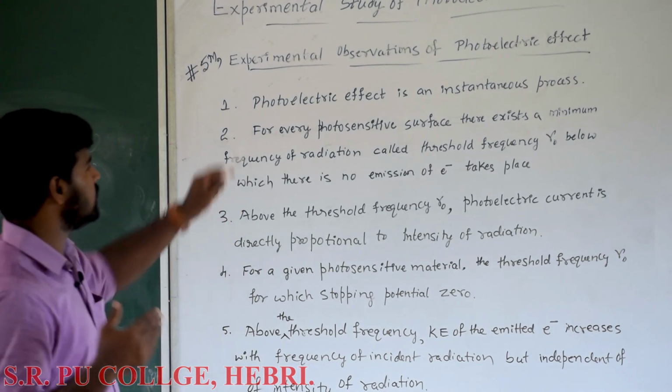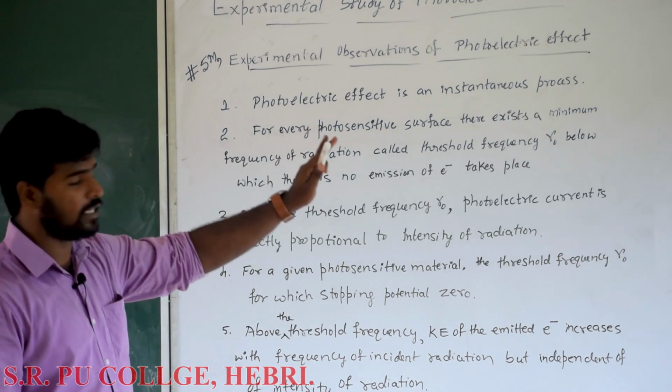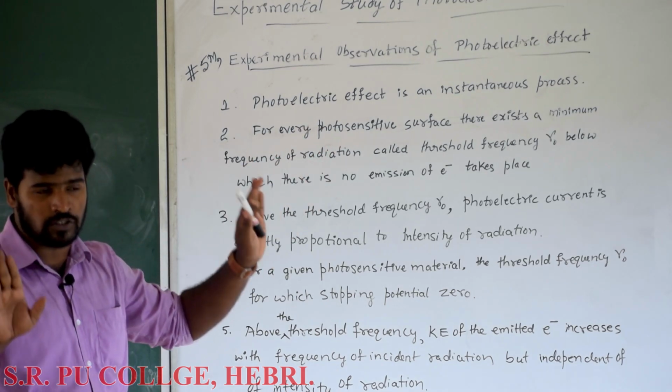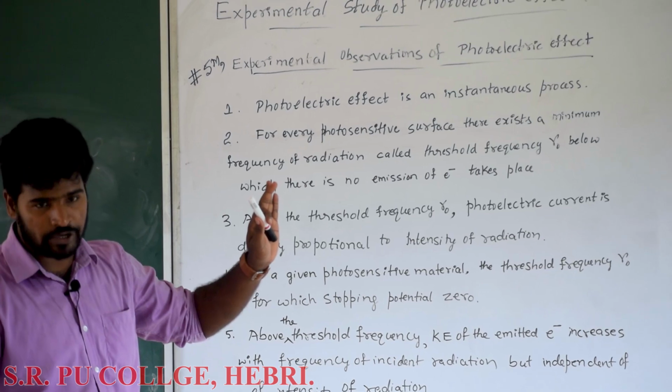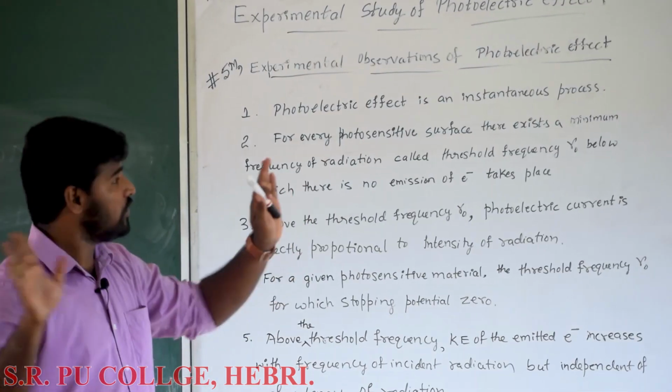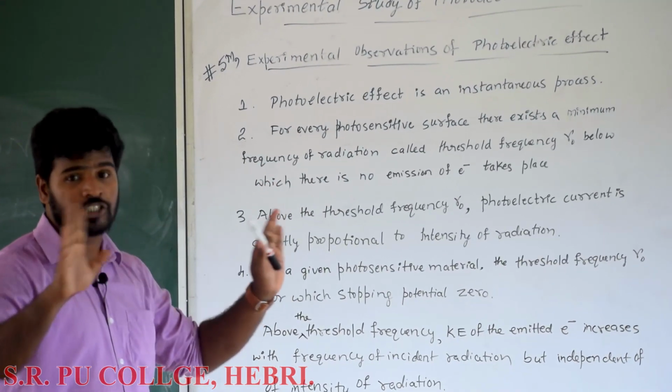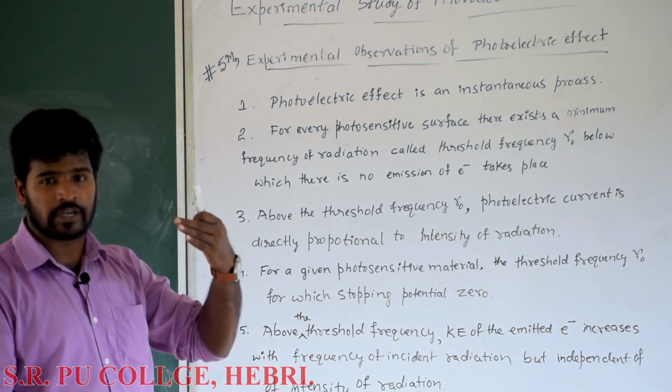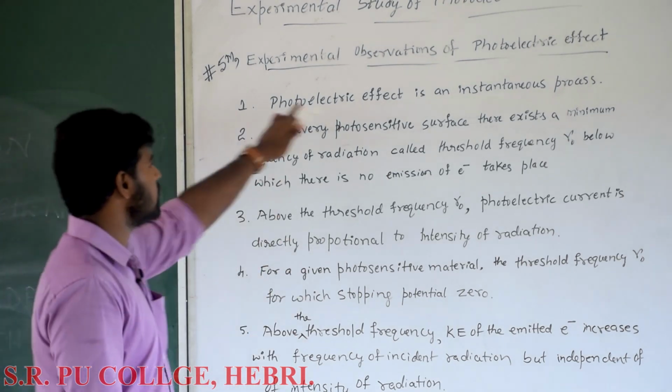The first condition: the photoelectric effect is an instantaneous process. As soon as radiation falls on the emitter plate, emission of electrons takes place. If the radiation that falls on the emitter plate stops, the emission of photoelectric current also stops. That is the first observation.